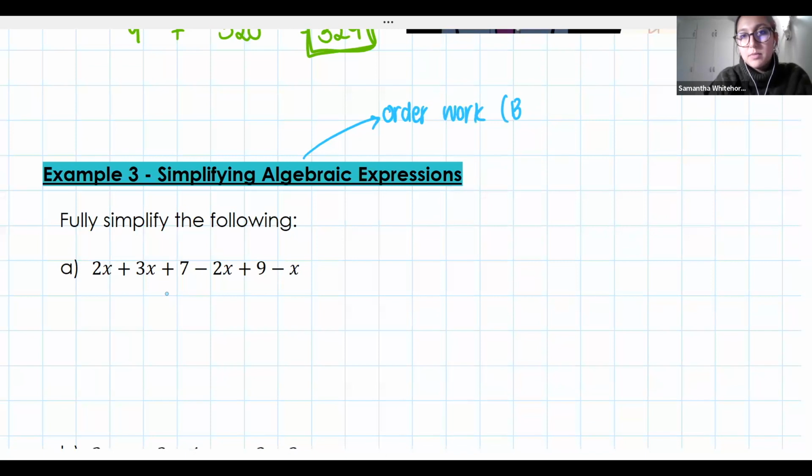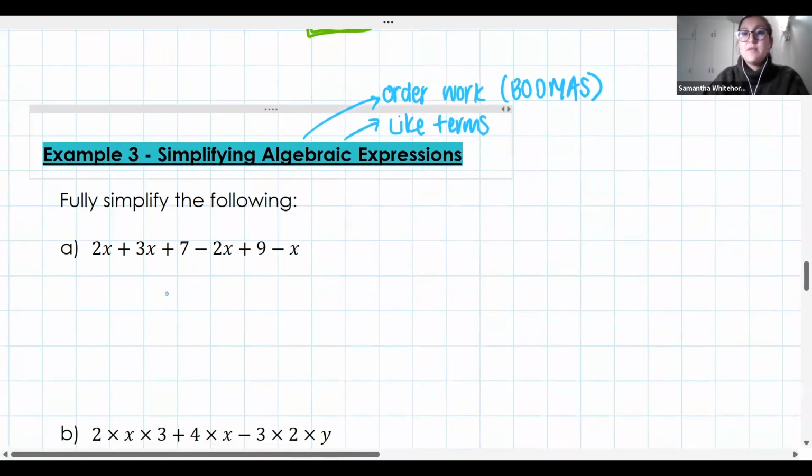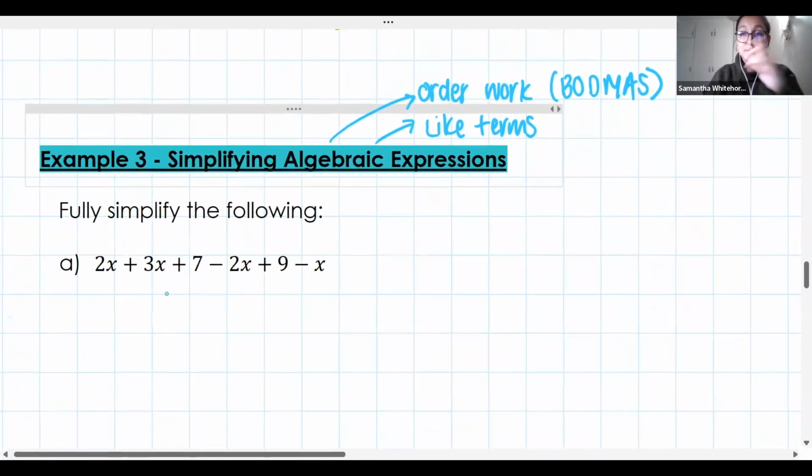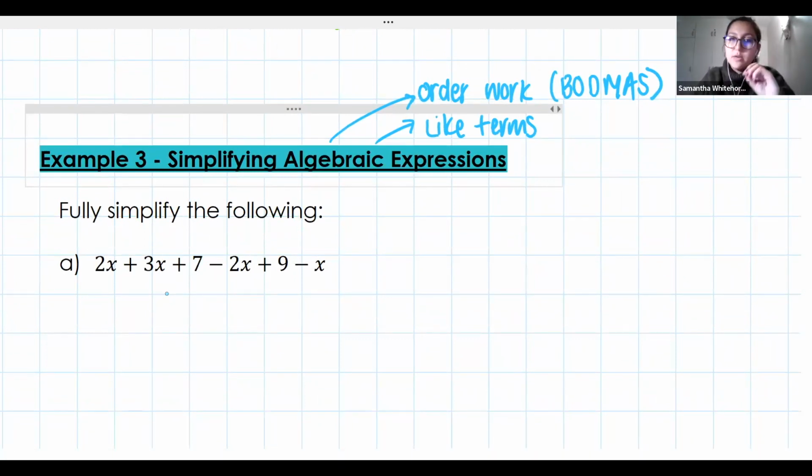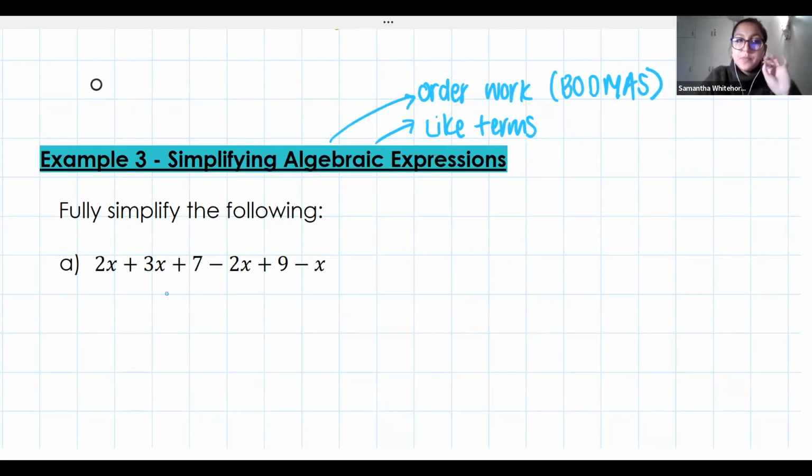Because like I say, BODMAS is unfortunately a thing you have to live with, whether you like it or not. And we need to look for like terms. Now remember, like terms are those that have the same variable and the same exponent. We're not going to stress too much about the exponents at this point. Once we've spoken about exponents again, we'll chat about it. But it is important to remember that like terms, same variable, same exponent.